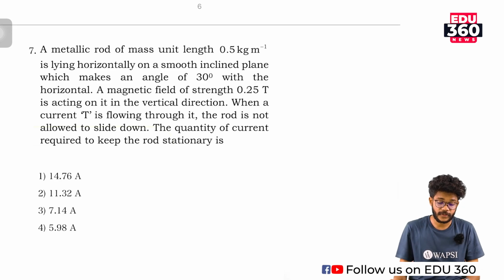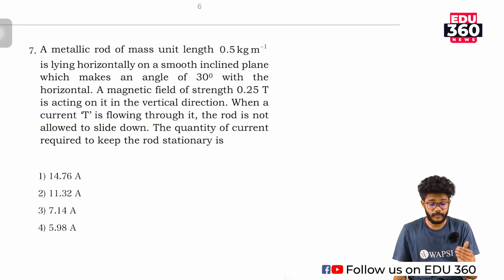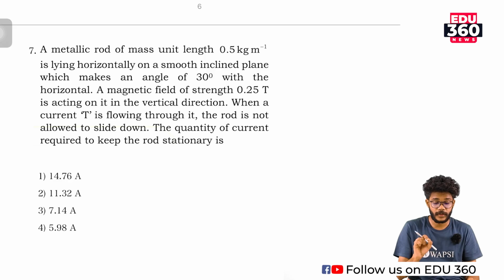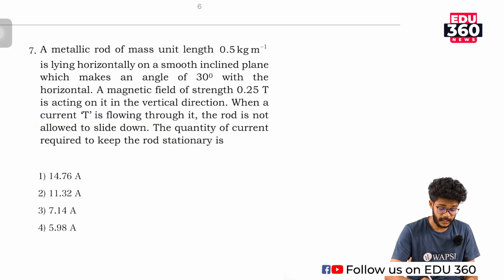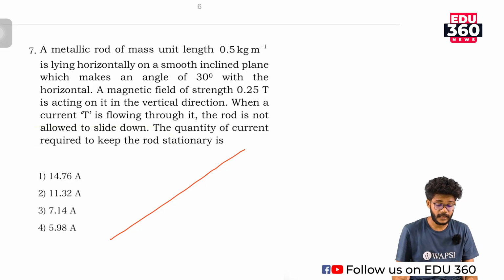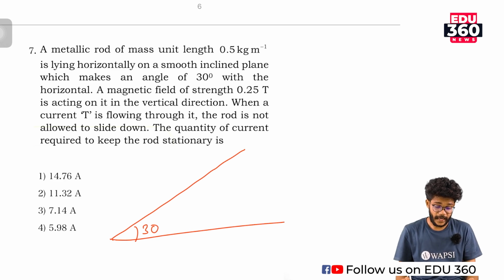A metallic rod of mass per unit length 0.5 kilogram per meter is lying horizontally on a smooth inclined plane, so this can be the inclined plane, which makes an angle of 30 degree with the horizontal. A magnetic field of strength 0.25 is acting on it in the vertical direction. So this can be the rod, and in the vertical direction a magnetic field is applied.